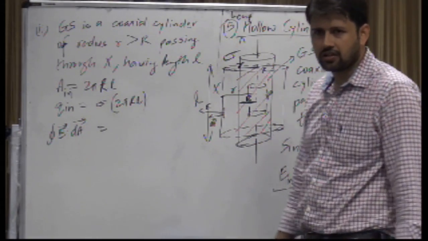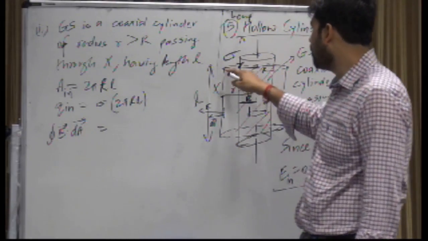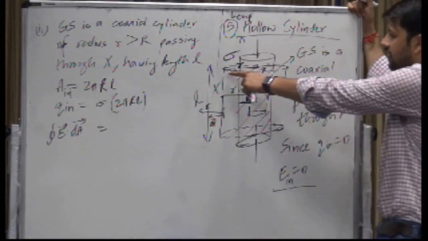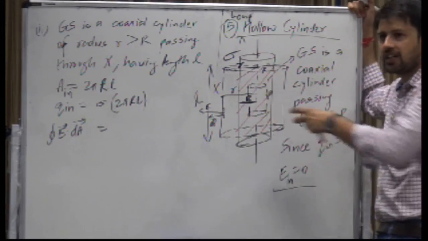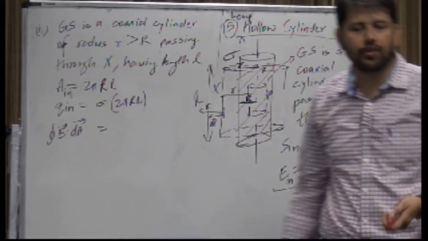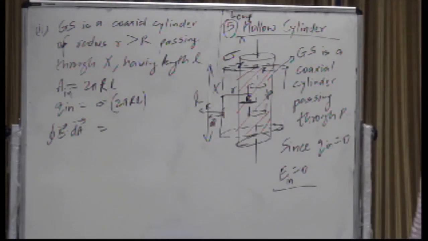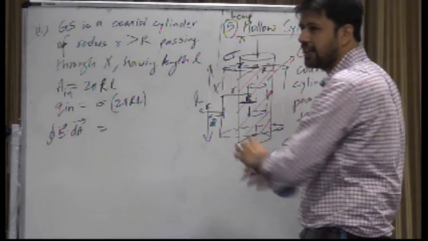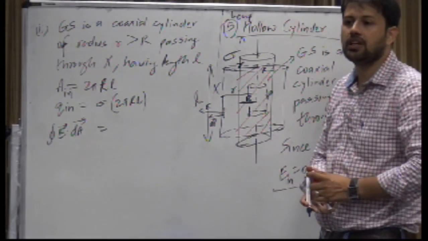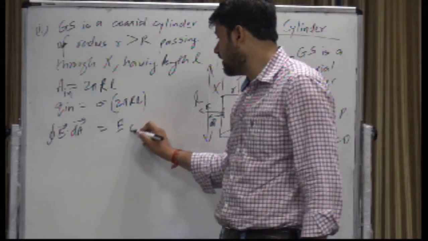Isn't it? So that's why we chose a cylinder, because all points of this Gaussian cylinder would be equidistant from our charged cylinder. Is it okay? All points on the Gaussian surface would be equidistant from the charged cylinder. So the field would have same magnitude everywhere on the Gaussian cylinder and the area vector would be parallel to the field. So it would be E dA.